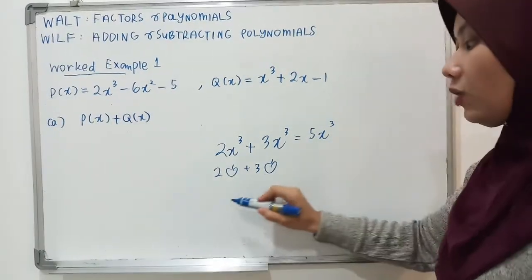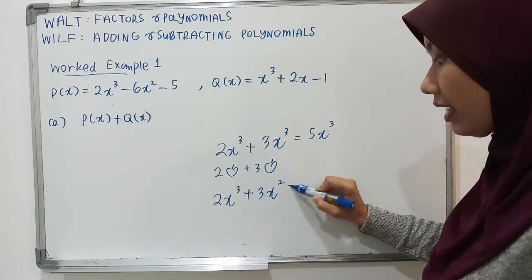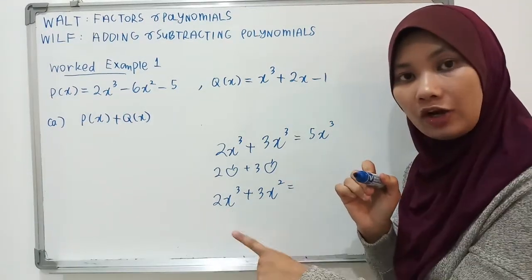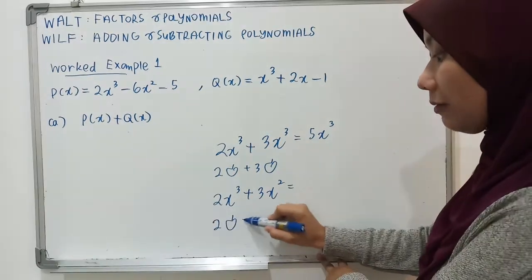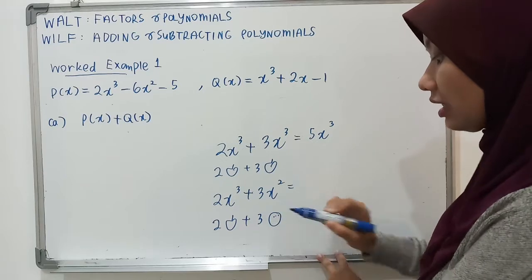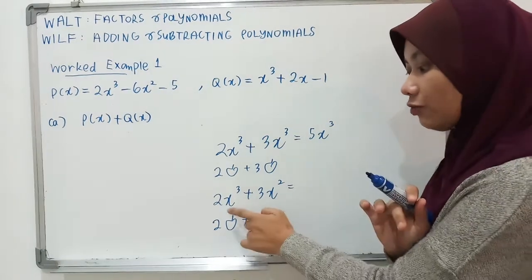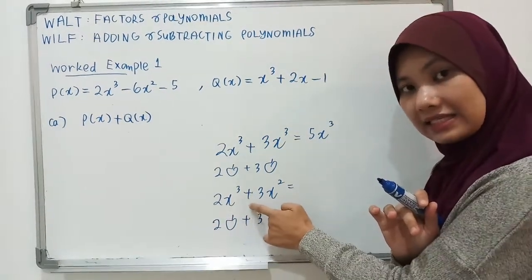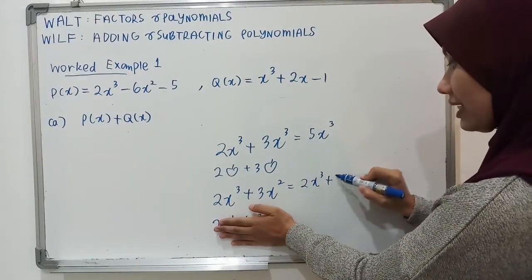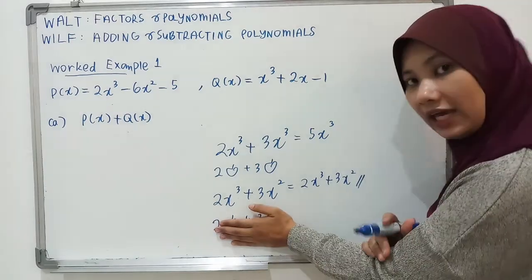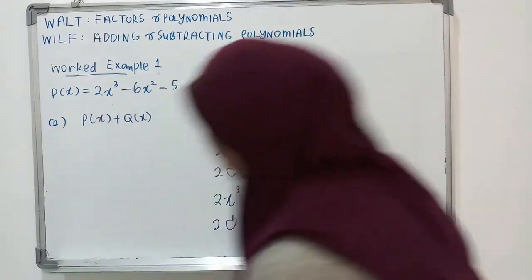But if you have something like 2x cubed plus 3x squared, can you add these two terms? Cannot. Why? Because they have different powers. It's like 2 apples plus 3 oranges, so you cannot add these two things. It's a different term. So the answer is just 2x cubed plus 3x squared. You cannot reduce it further. Okay, now let's do the first example.